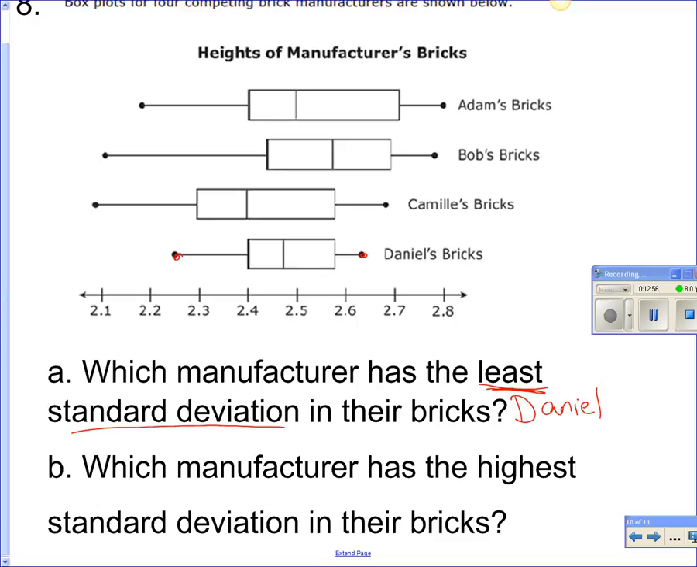All right, which manufacturer has the highest standard deviation in their brick? So which one's the most spread out? So take a minute and look at that one. And that one's a tough choice. It's between Adam and Bob, but Bob is definitely a little longer. Okay.